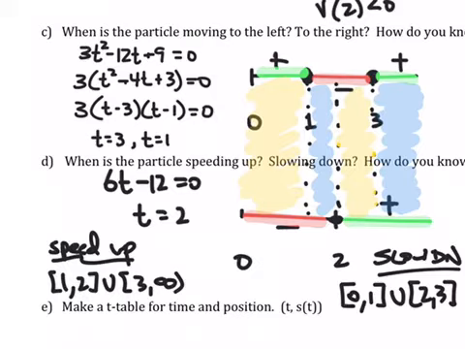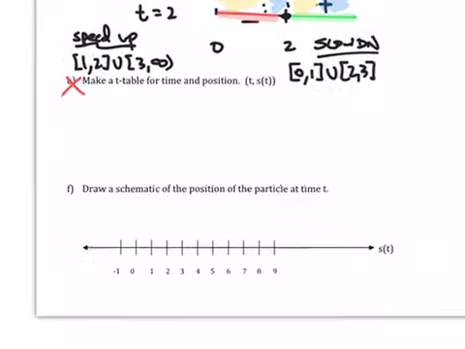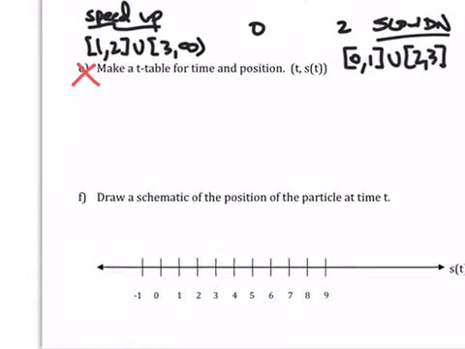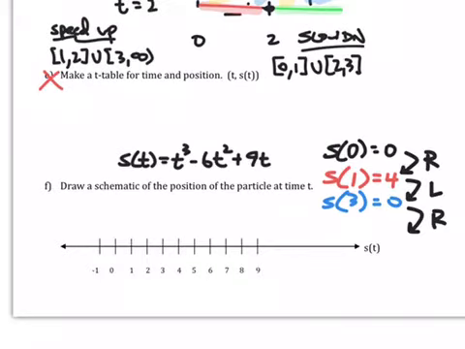Alright, so we're not going to make a t-table in part E. We're just going to move on to our next topic here. Let's draw a schematic of the position of the particle at time t. Okay, so I took the position function here, s of t, and I plugged in 0, 1, and 3. You start at 0, we had a change in direction at 1, and another change in direction at 3.